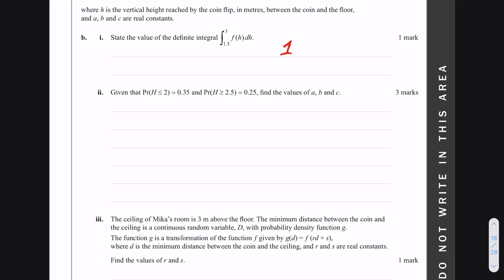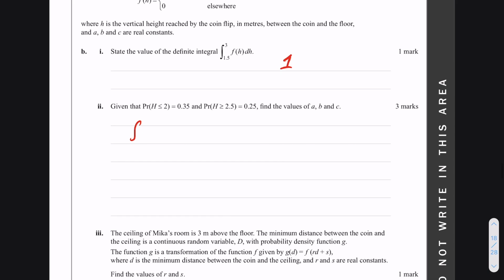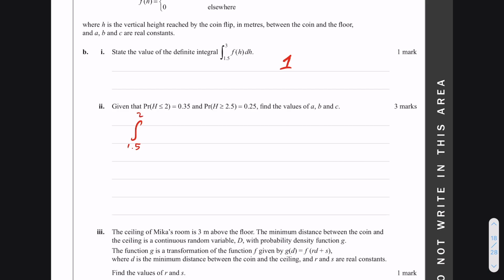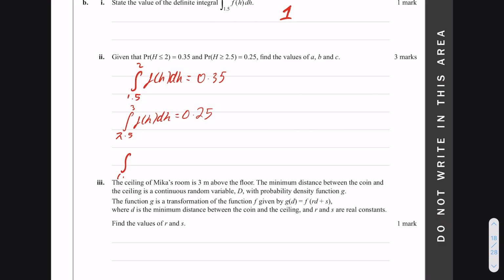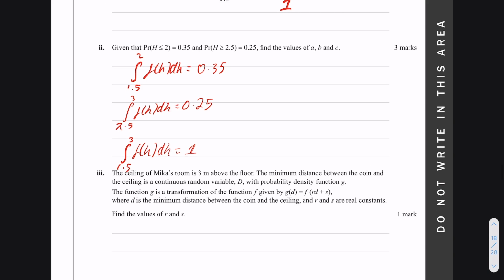So we have 3 variables, we need 3 equations. The first one could be the integral from 1.5 to 2 of f of h dh. That's 0.35 as we're told. Next one, 2.5 to 3 of f of h dh is 0.25. And our last equation could just be the one we had in the part b i. So 1.5 to 3 of f of h dh is equal to 1. So if we just solve that on the CAS, we should get all the answers.